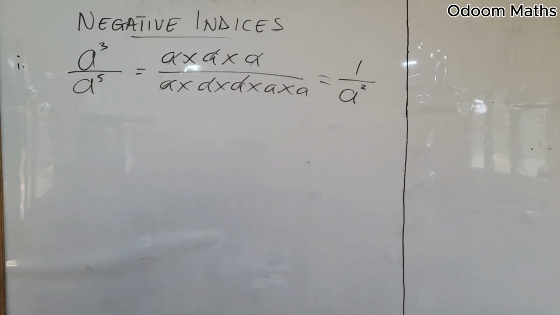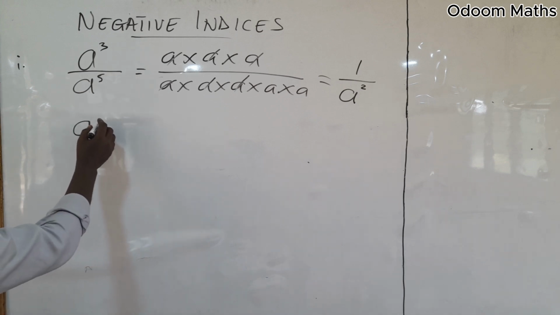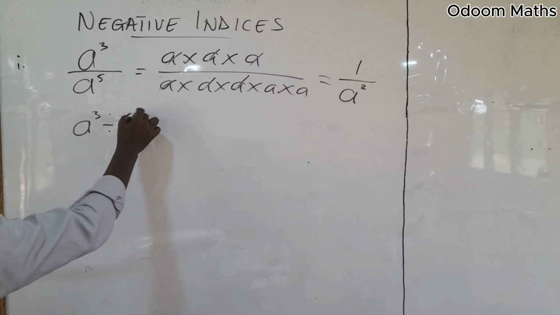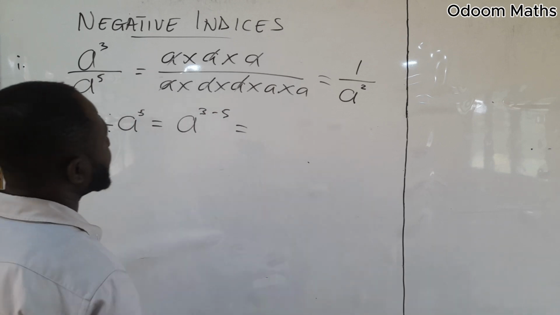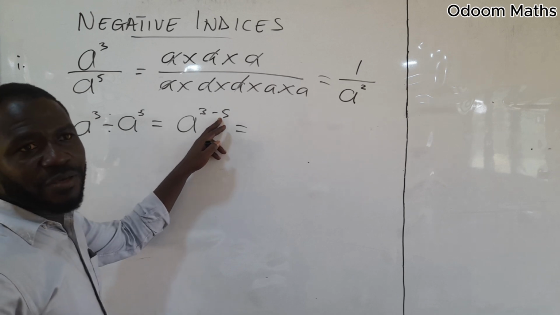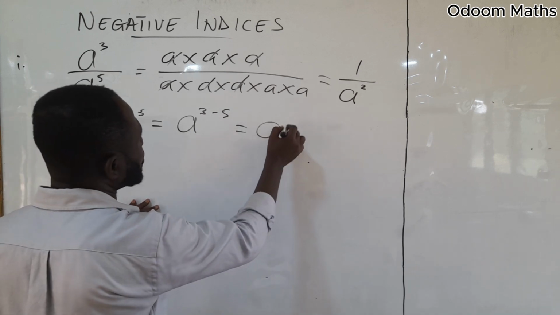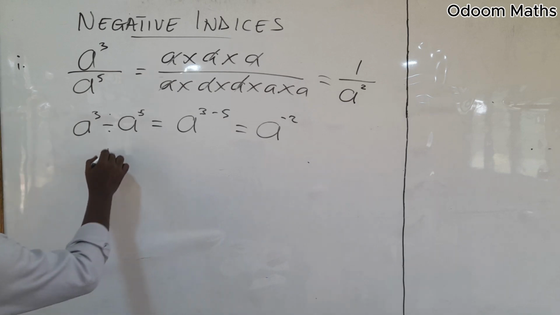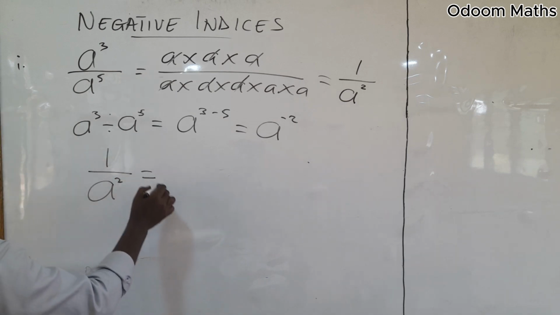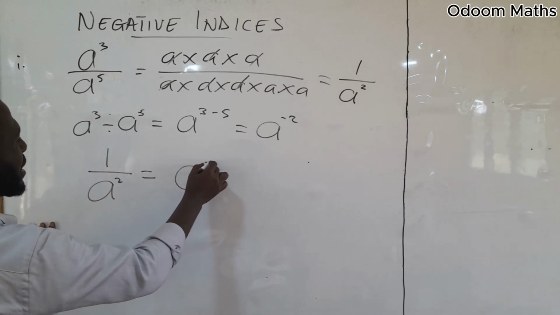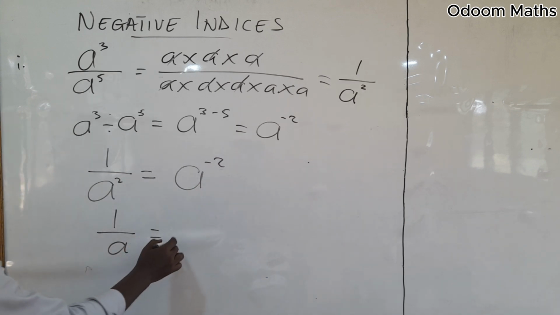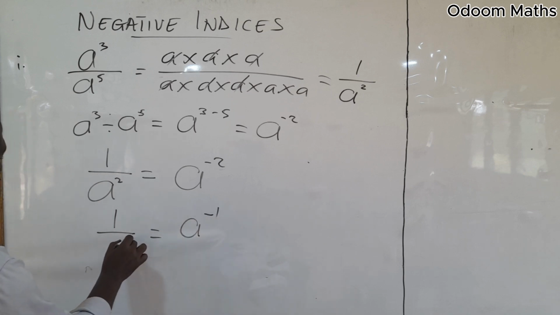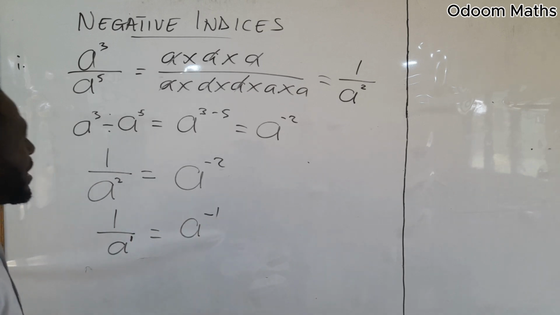Okay, so we can also say that a to the power 3 divided by a to the power 5 is the same as a to the power 3 minus 5. And 3 minus 5 is going to be giving us a negative number. So that is a to the power negative 2. So it means that 1 over a to the power 2 is the same as a to the power negative 2. And we can also say that 1 over a is the same as a to the power negative 1, because this is having a power 1. So that is the first property.